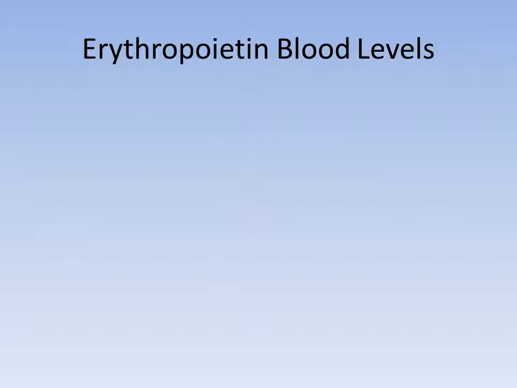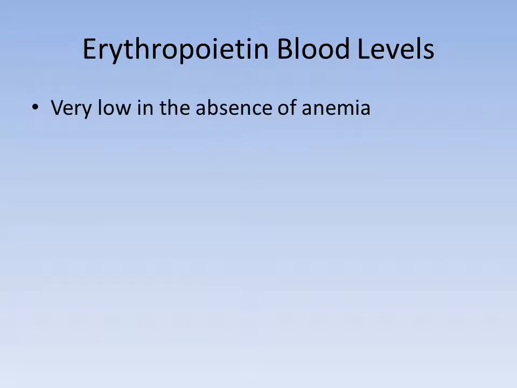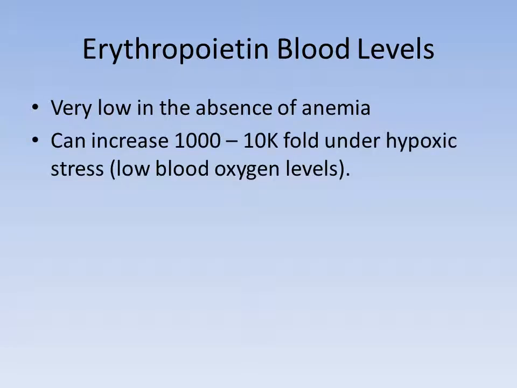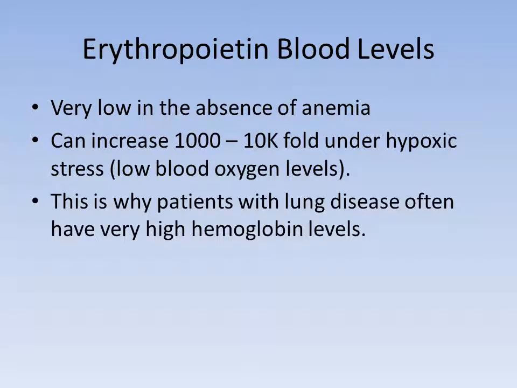Okay, erythropoietin blood levels. Basically they're very low in the absence of anemia, but they can increase 1,000-fold or even 10,000-fold under hypoxic stress. So if you don't have enough oxygen in your blood, your body will make a lot more erythropoietin. This is why patients with lung disease often have very high hemoglobin levels.